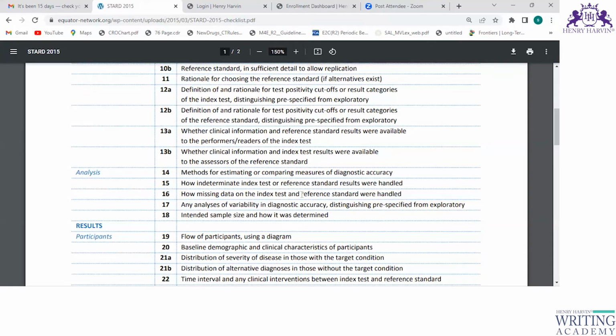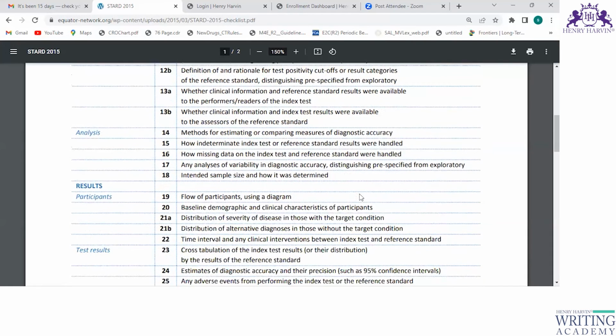Then you have to give information about the analysis. What method is used for comparing the diagnostic accuracy of the index test and reference standard? How is the data obtained from the index test or reference standard handled, how is the missing data handled, how was the analysis performed, and how was the sample size determined?